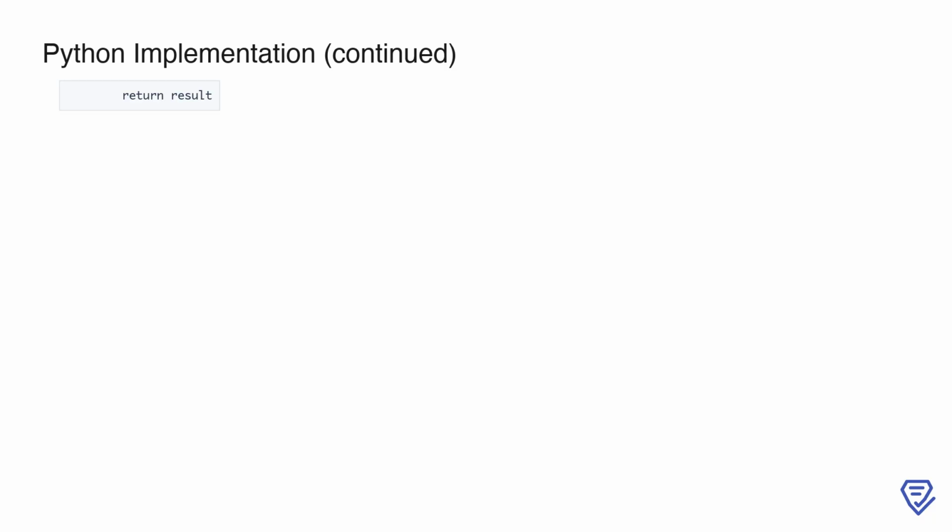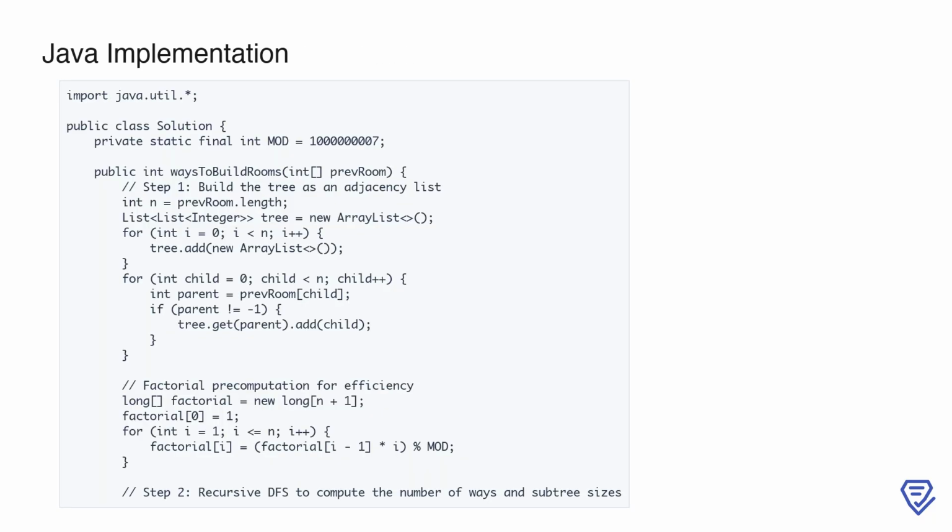We then return this result as the output of the ways to build rooms method. This completes the implementation, ensuring that all rooms are arranged according to the given constraints while efficiently handling the combinatorial complexity of the problem. Here, we begin by importing the necessary Java utilities and defining our solution class.